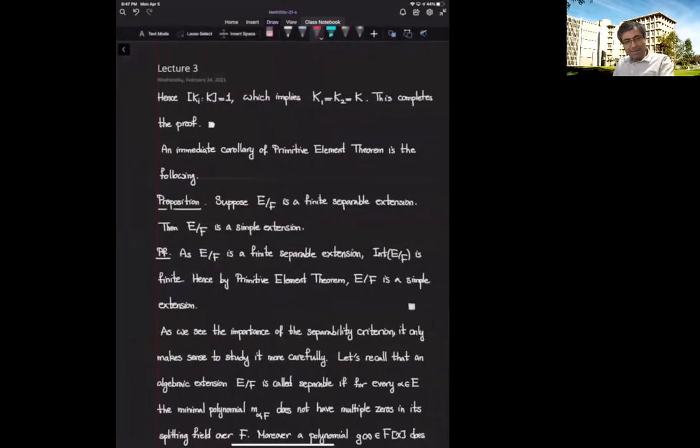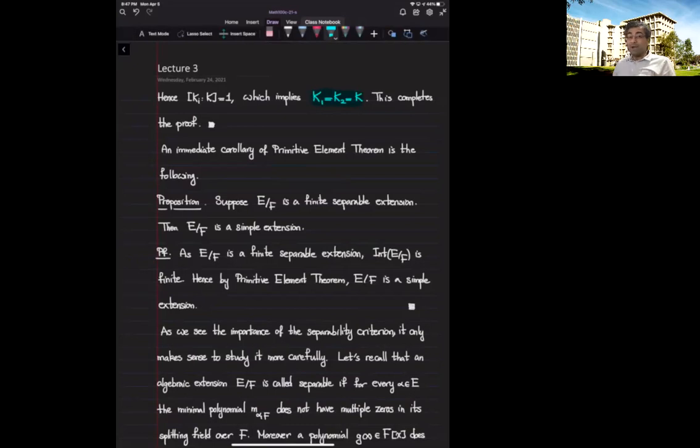So therefore, the k sub i's are k, no matter what index I pick. So k1 and k2, both of them are k. In particular, they are equal. That implies that G is injective, and that finishes the proof. So again, we proved that the number of intermediate subfields of E over F is finite if and only if E over F is a simple extension.